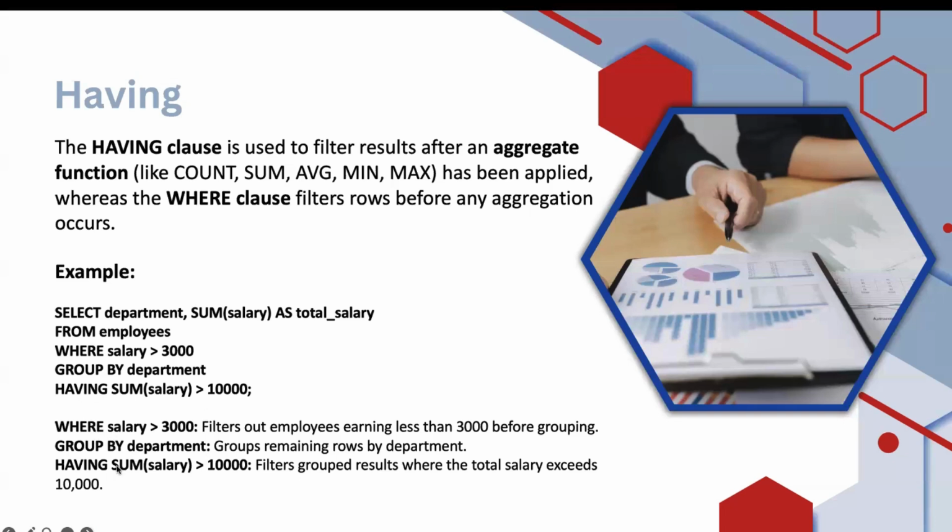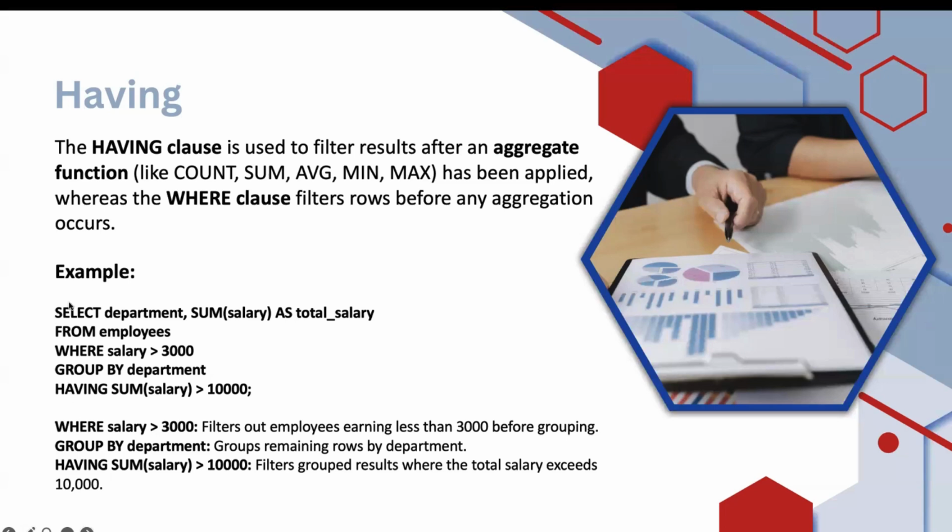So these are the examples. This is the explanation of that, what we mean by this. We filter out the employees whose earning is less than 3,000 before grouping, group the remaining rows by department, and filter the group result where the total salary exceeds 10,000.